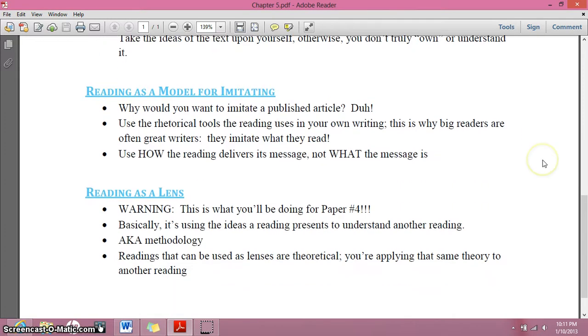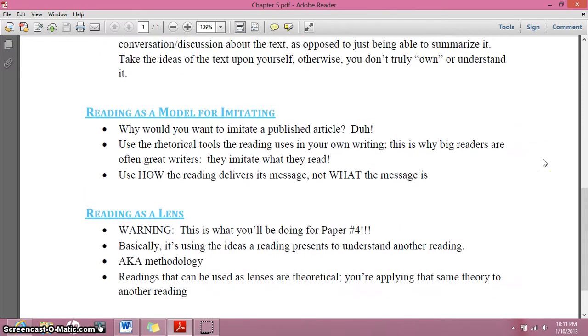All right, here's the one that might get you. So using a reading as a lens, and I will warn you right now, this is what paper number 4 will be at the end of the quarter. So if you don't understand it now, work with it, reread this portion of the chapter, and ask me questions, because it's going to be a little difficult, but that's good. Challenging is always good. Very basically, when you use a reading as a lens, you are using the ideas that a reading presents in order to understand another reading.